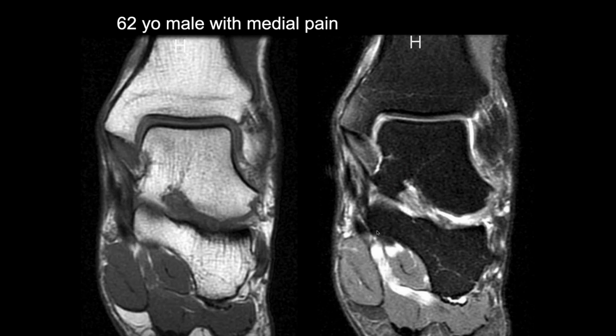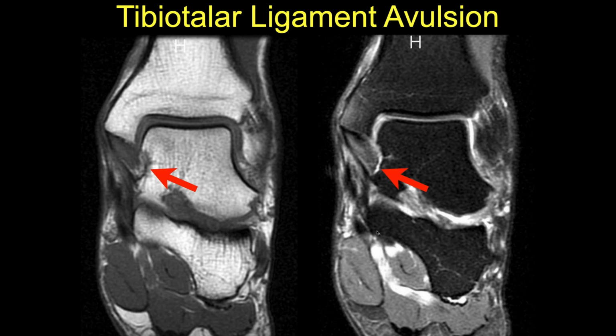So this is a 68-year-old male with medial ankle pain. Ash, what do you think of this case? Just looking at this, I think there is a tear along the talar articulation of the deep deltoid right there. Yeah, there's fluid. It looks like a pretty extensive high-grade tear.